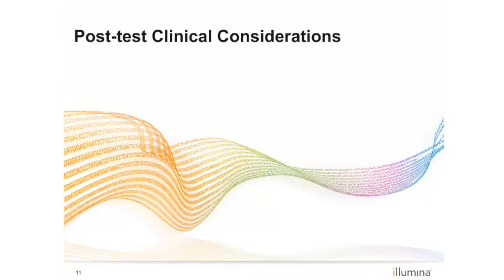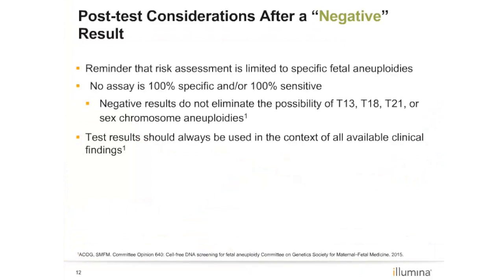In the next few slides, we will review clinical considerations after NIPT results have been reported. We will include considerations following negative, positive, and canceled NIPT results. Following a negative NIPT result where aneuploidy is not detected, the provider may wish to review the limitations of NIPT, including its test performance and ability to detect only specific fetal aneuploidies. Test results should always be used in the context of all available clinical findings. The provider can then determine the most appropriate next steps, if any, for a particular patient.